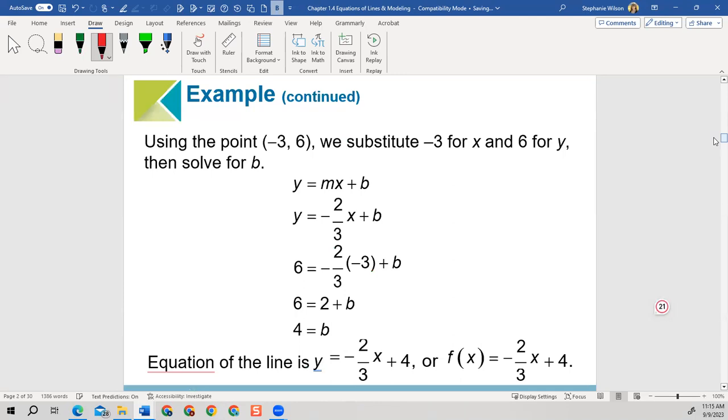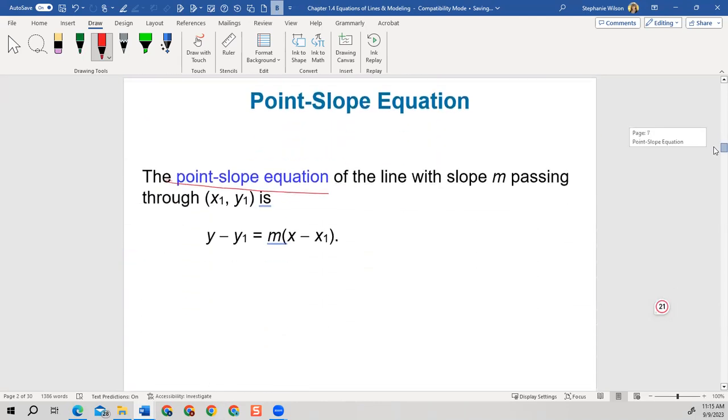This one here is just showing you how to work it out. Now let's talk about point slope equation. A point slope equation says that we have y minus the y from an ordered pair that the line crosses through, equals m, which is my slope, times the x minus the x coming from that same ordered pair that the y came from. And we're going to plug it in.